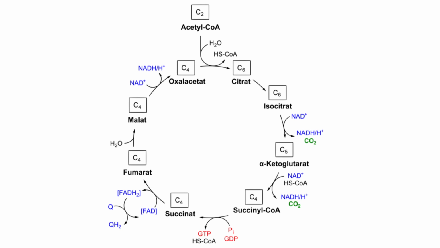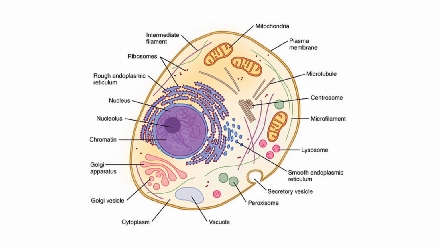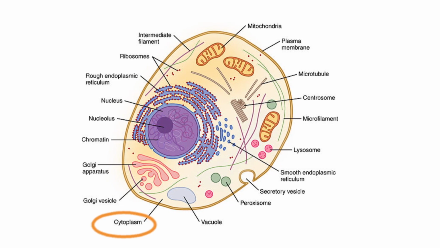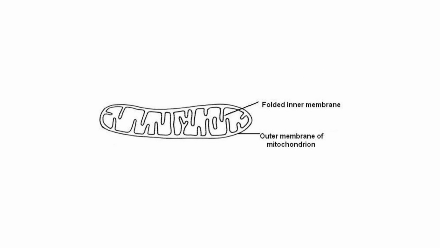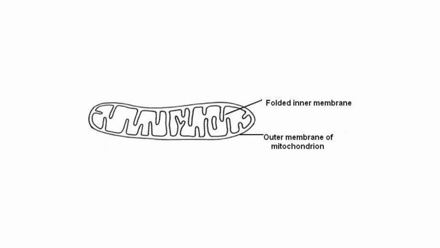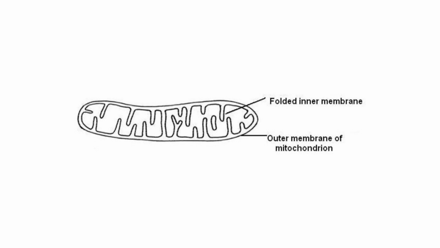After pyruvate has been converted to acetyl-CoA, the molecule then enters the next phase of cellular respiration. This stage is known by a variety of different names, including the Krebs cycle, citric acid cycle, or the TCA cycle. Unlike glycolysis, which occurs in the cytoplasm, the Krebs cycle occurs in the mitochondria. The mitochondria has 2 layers separated by an intermembrane space. The innermost sac is filled by a mitochondrial matrix, and this is where the Krebs cycle occurs.